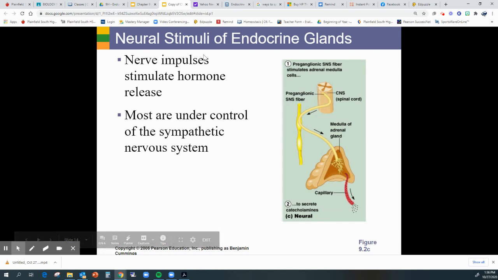Okay. Last one then is neural. This is simply just done by release from the sympathetic nervous system. Okay. So the CNS, the central nervous system, is going to send that out and cause a release of that hormone. So it's going to be activated by that. Mostly, I think here, fight or flight syndrome. Okay.